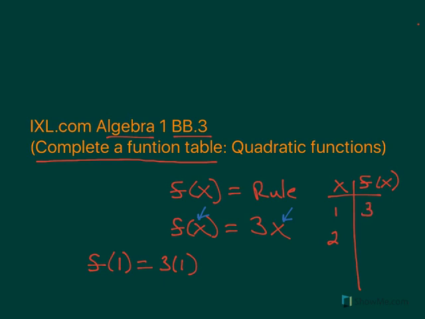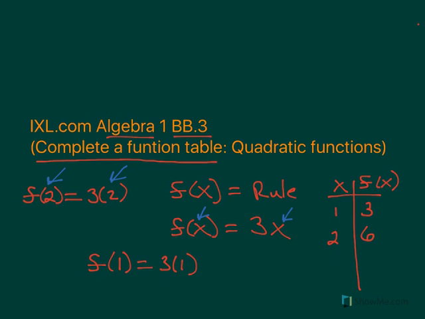And the next input in the table is 2, so you want to evaluate f of 2. And what's the rule for f? It's 3 times whatever x is, so 3 times 2. So again, these are just your x values. That's your input. So f of 2 is equal to 3 times 2, which in this case is 6. And that's pretty much all we're going to be doing in this IXL.com module. So it's just filling in an input-output table.